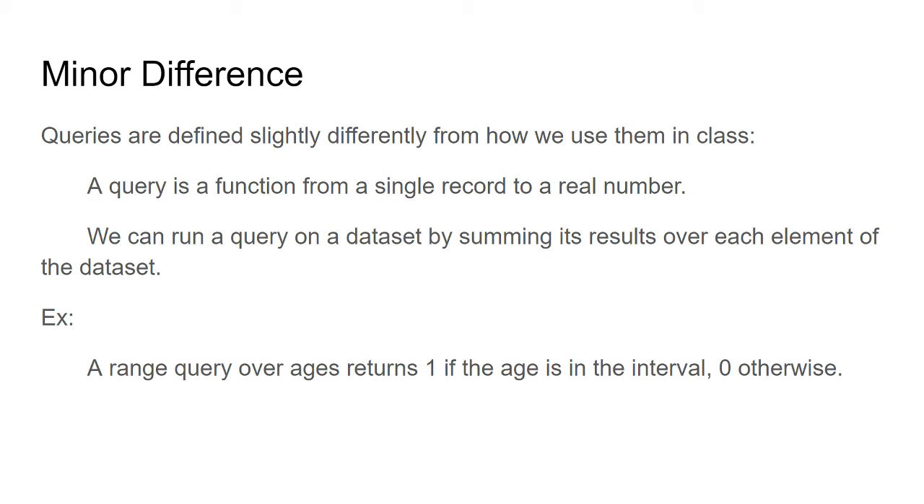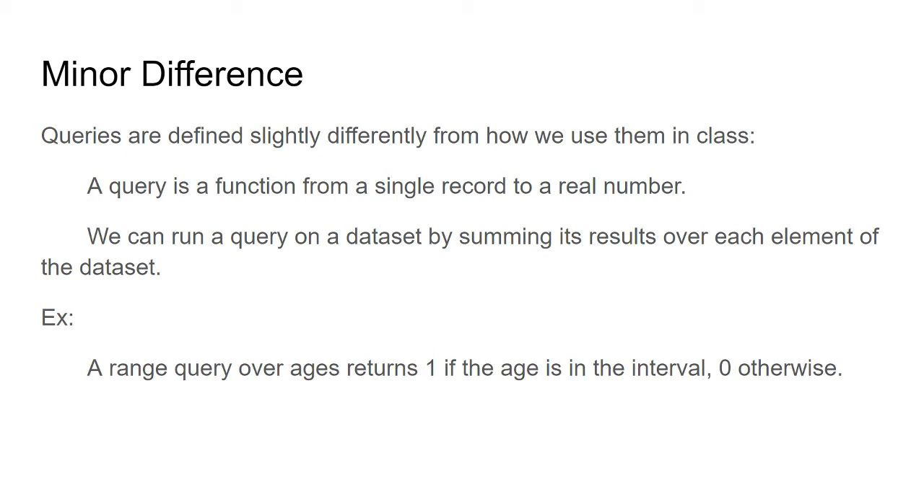We can run a query on a dataset by summing its results over each element of the dataset, so we can still have dataset-wide queries, but they can't depend on the number of datasets. They have to depend on the number of records. They have to be linear. There's also an additional requirement by the paper, which is that their outputs have to be in the range -1 to 1, which is equivalent to the queries having sensitivity 1.